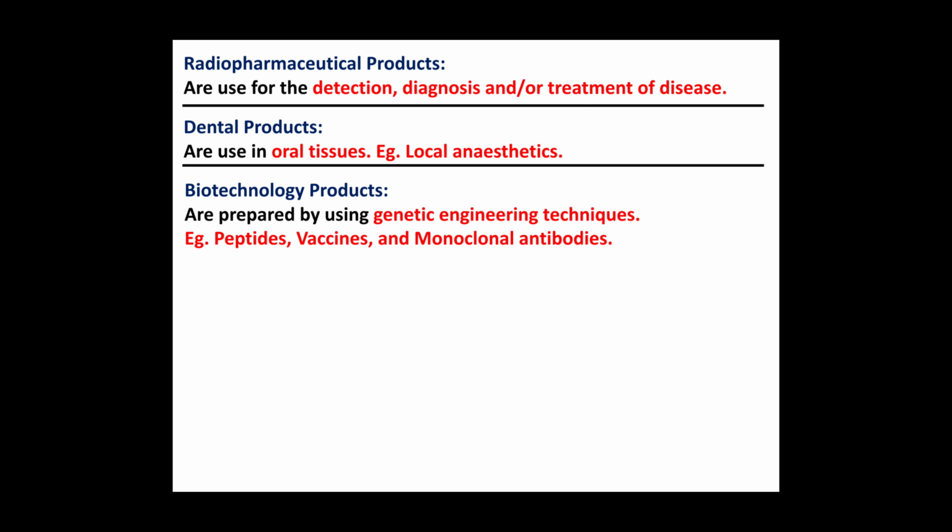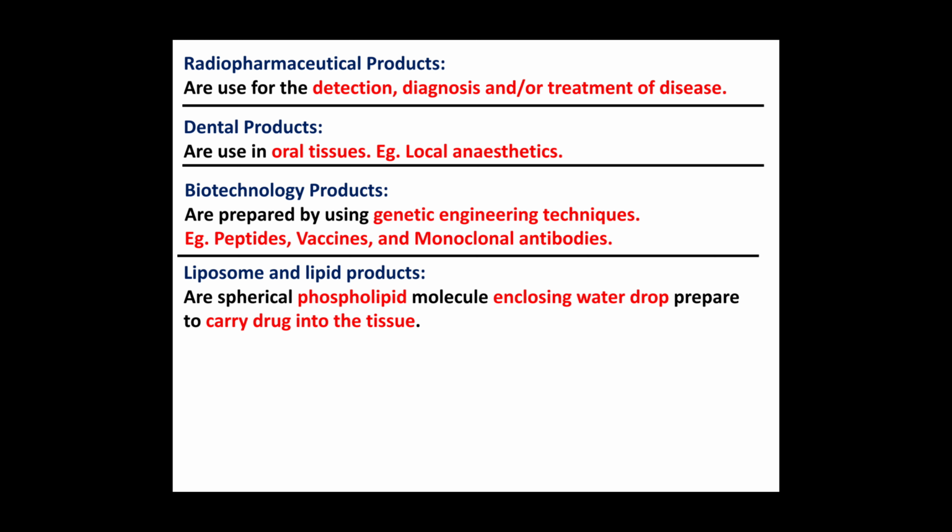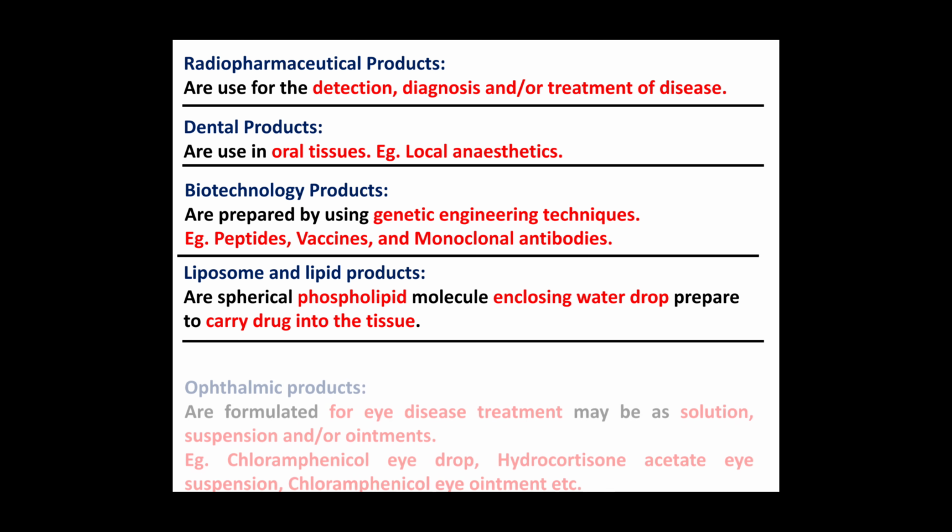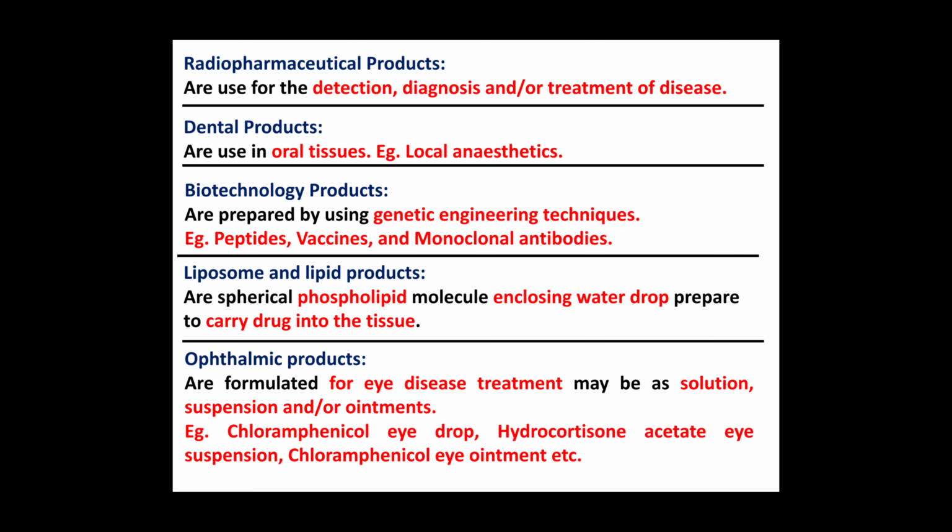Next product is biotechnology product. These products are prepared by using genetic material techniques. The examples are peptides, vaccines and monoclonal antibodies. The next product is liposome and lipid products. They are spherical phospholipid molecules enclosing a water drop, prepared to carry drug into the tissue. Ophthalmic products are formulated for eye disease treatment. They may be a solution, suspension or ointment, and the examples are chloramphenicol eye drop, hydrocortisone acetate eye suspension, chloramphenicol eye ointment.